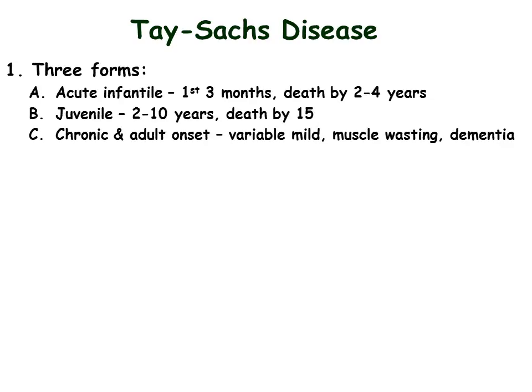So that gets us to something called Tay-Sachs. There are 3 forms of it. It's a nasty disease. There's the acute infantile, which is really bad. It develops in the first 3 months, with death by 2 to 4 years of age. The juvenile form occurs between 2 to 10 years, with death by 15. And then you have the chronic adult onset. This can be very variable. It can be mild, or you can go up to muscle wasting, leading to dementia. So it's not a nice disease.